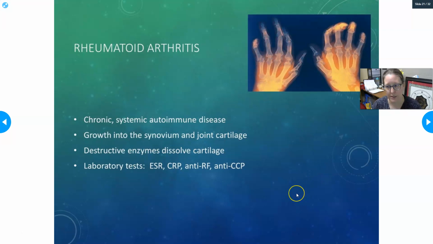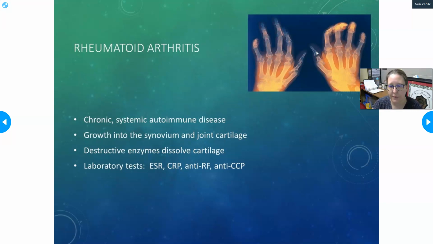Okay, in contrast to that, rheumatoid arthritis is a chronic systemic autoimmune disease. There is growth into the synovium and the joint cartilage, and there are also destructive enzymes that dissolve the cartilage. There's also loss of cartilage, and especially these finger deformities that start forming as the rheumatoid arthritis gets worse and worse.